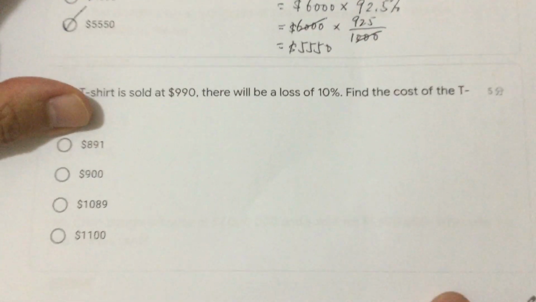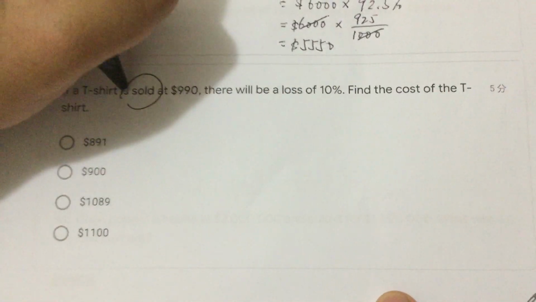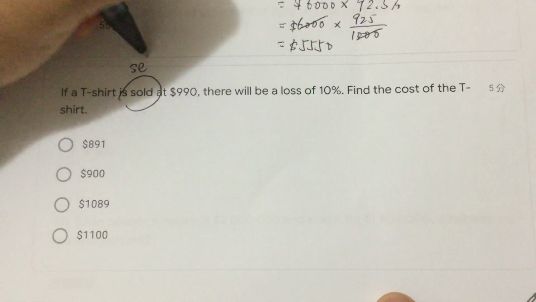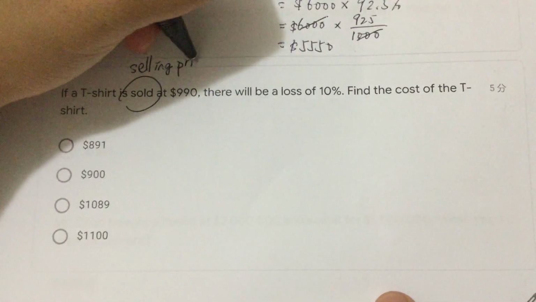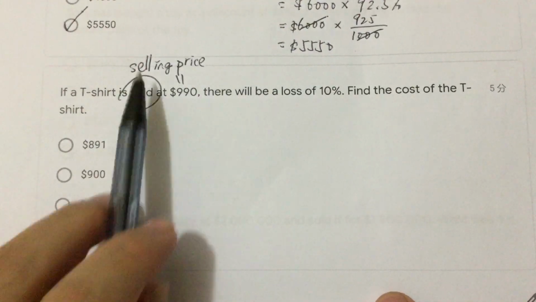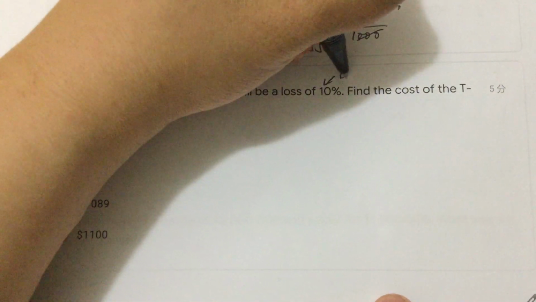Okay, now let's go to question 3. If a t-shirt is sold, that means that I'm going to sell, this one is the selling price. This is the selling price, 990. There will be a loss of 10%, so this one is the loss percent.